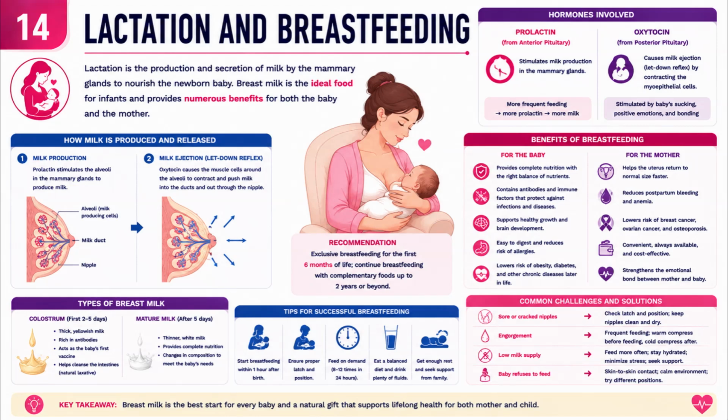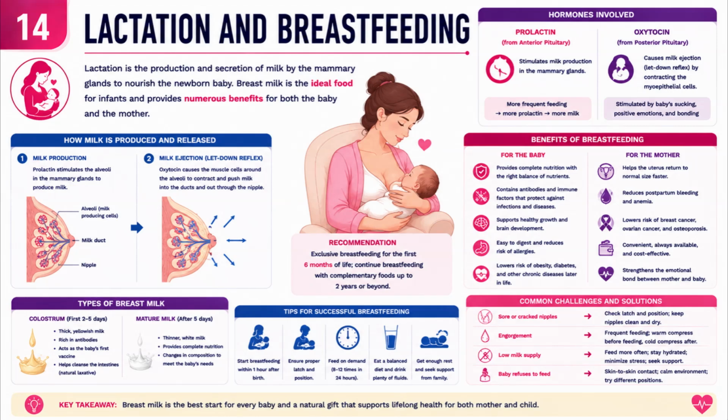Lactation and breastfeeding. After birth, breastfeeding plays a crucial role in ensuring the health and survival of the newborn. Lactation is the process by which milk is produced and secreted by the mammary glands. This process is controlled by 2 important hormones. Prolactin stimulates the production of milk, while oxytocin triggers the milk ejection or let-down reflex, allowing milk to flow to the baby during feeding. Breast milk is often called the perfect food for infants because it contains all the essential nutrients required for growth and development.